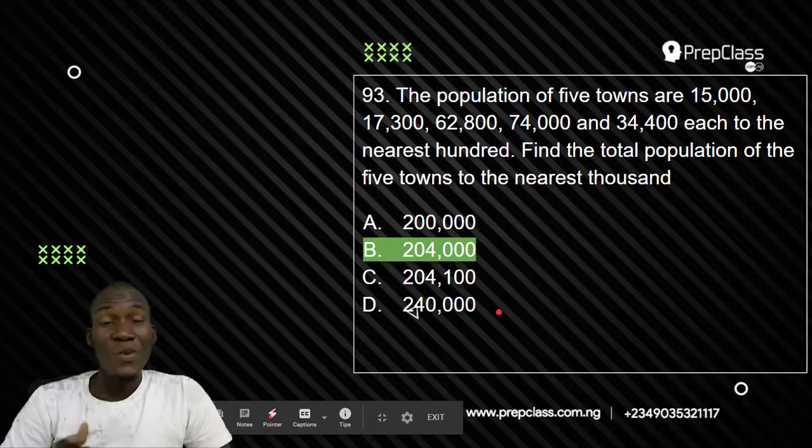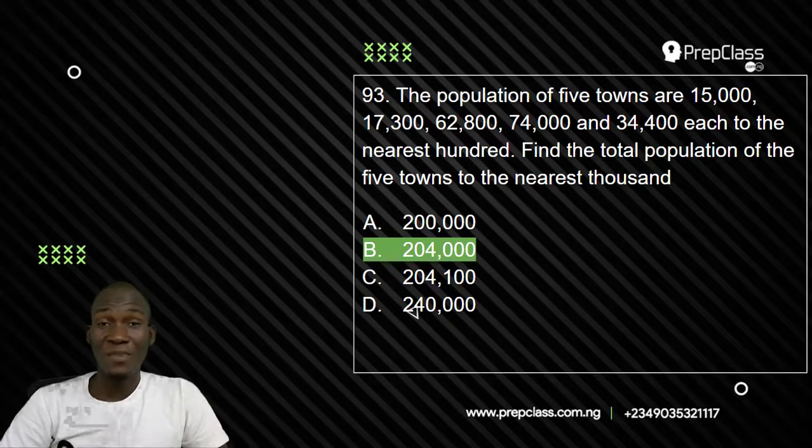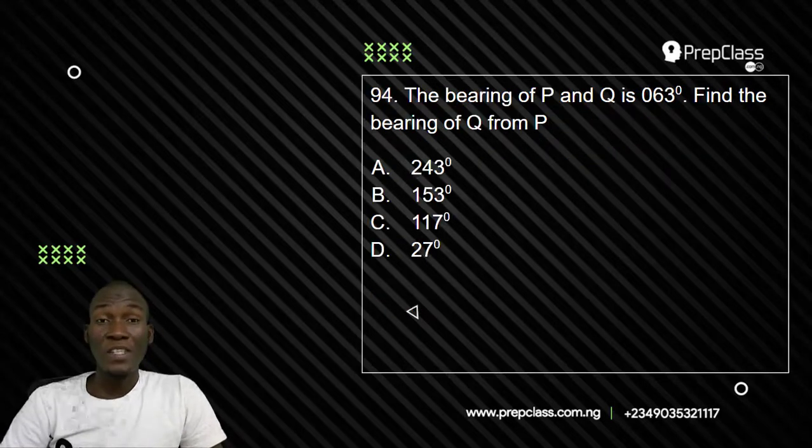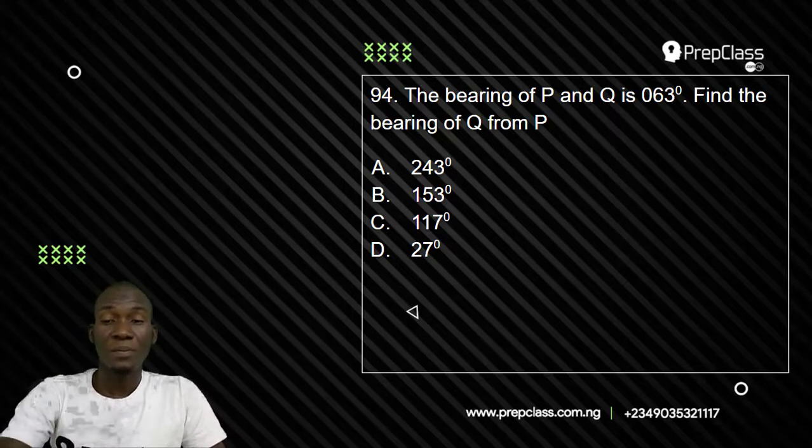So now, we move to the next question. Question number 94. The bearing of P and Q is 063 degree. Find the bearing of Q from P. A. 243 degree. B. 153 degree. C. 117 degree. D. 27 degree.